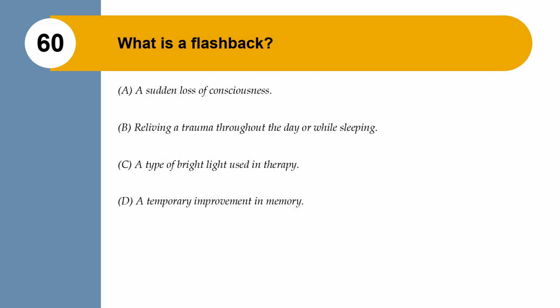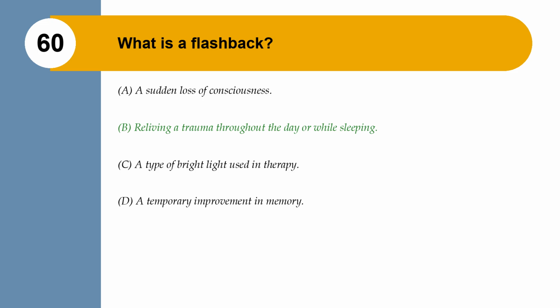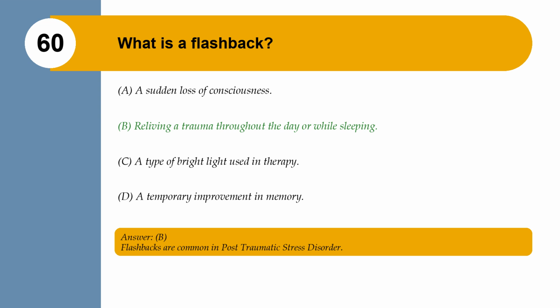Question 60. What is a flashback? Option A, a sudden loss of consciousness. Option B, reliving a trauma throughout the day or while sleeping. Option C, a type of bright light used in therapy. Option D, a temporary improvement in memory. The correct answer is option B, reliving a trauma throughout the day or while sleeping. Explanation: flashbacks are common in post-traumatic stress disorder.